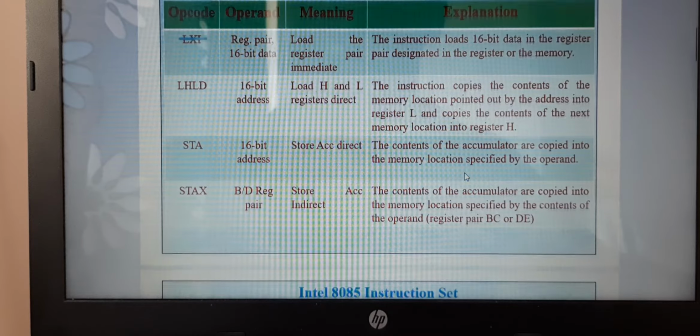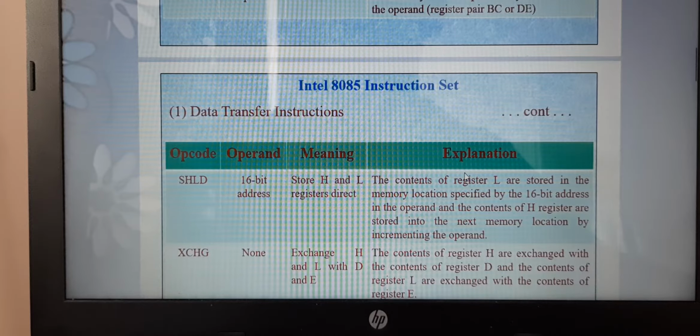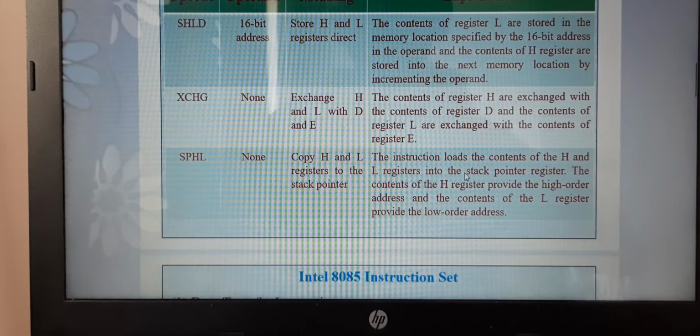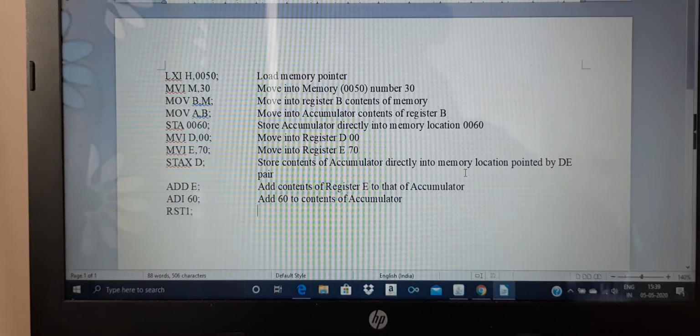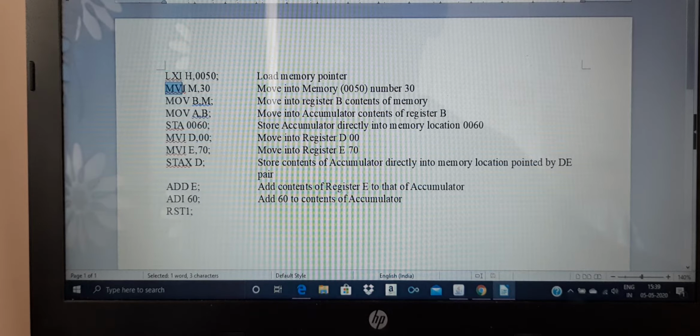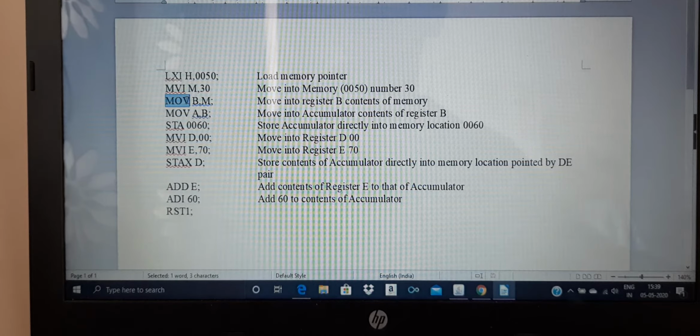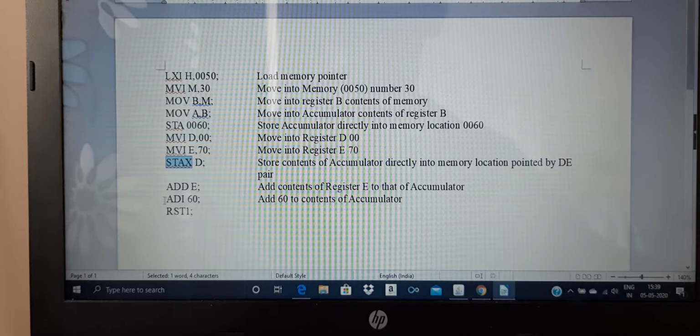So what I have done is that I have taken up a couple of instructions and tried to simulate them using 8085 simulators. The instructions that I have taken are these: LXI, MVI, MOV, STA, STAX. All these are data transfer instructions, and these two are arithmetic instructions: ADD and ADI.